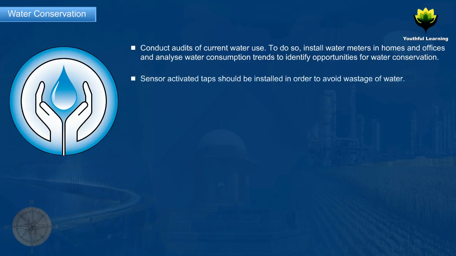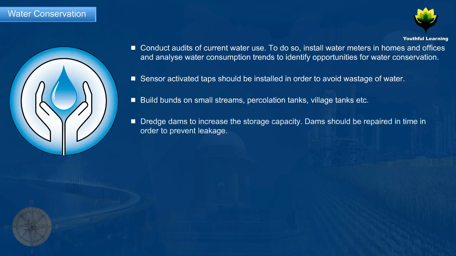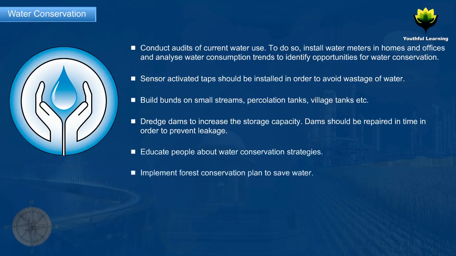Sensor-activated taps should be installed in order to avoid wastage of water. Build bunds on small streams, percolation tanks, village tanks, etc. Dredge dams to increase the storage capacity. Dams should be repaired in time in order to prevent leakage. Educate people about water conservation strategies. Implement forest conservation plan to save water.